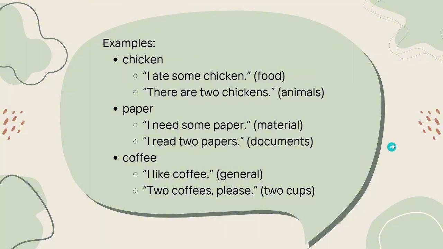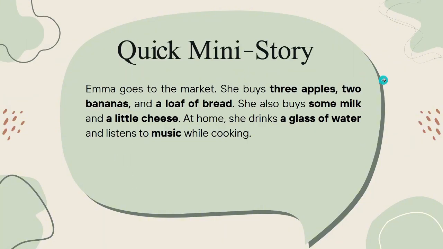Now a quick mini story to practice this topic. Emma goes to the market. She buys 3 apples, 2 bananas, and a loaf of bread. She also buys some milk and a little cheese. At home, she drinks a glass of water and listens to music while cooking.